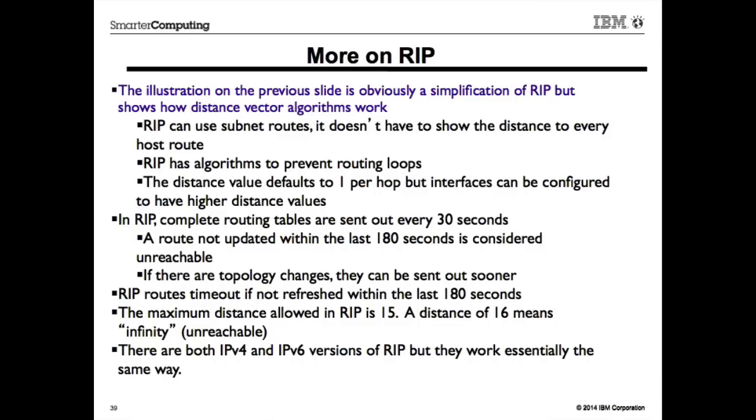Now another thing about RIP is the maximum distance allowed is 15. In RIP, a distance of 16 means unreachable. So RIP is relatively simple, and there are both IPv4 and IPv6 versions of RIP, but they work essentially the same way.